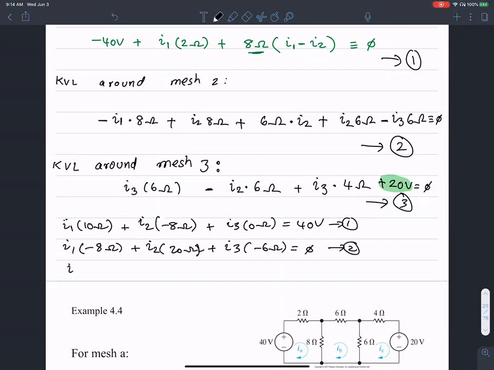And then the third equation is I1 times 0 ohms plus I2 times negative 6 ohms plus I3 times 10 ohms equals negative 20 volts. That's my third equation. Then just to be sure, you find that it's just algebraic manipulation, correct? I'm not missing any formula or anything? Okay, perfect. That is correct. It's just algebraic manipulation.